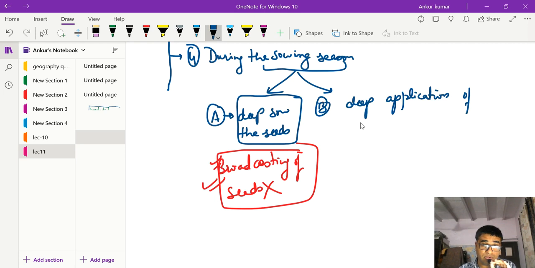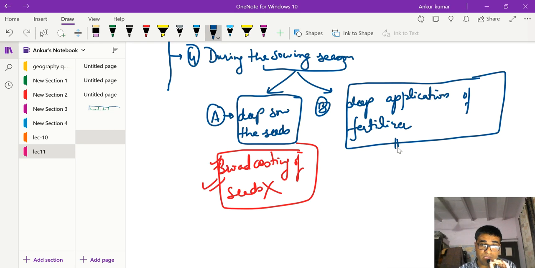Deep application of fertilizers. Now with this deep application of fertilizer, we will be preventing, number one, the leaching of the chemicals from fertilizer into the groundwater and other natural resources, and second one, it will be implemented along with the sprinkler drip irrigation, so water would go to the crop in the needed amount, right? So this is the second technique that during the sowing season we must adopt, right?